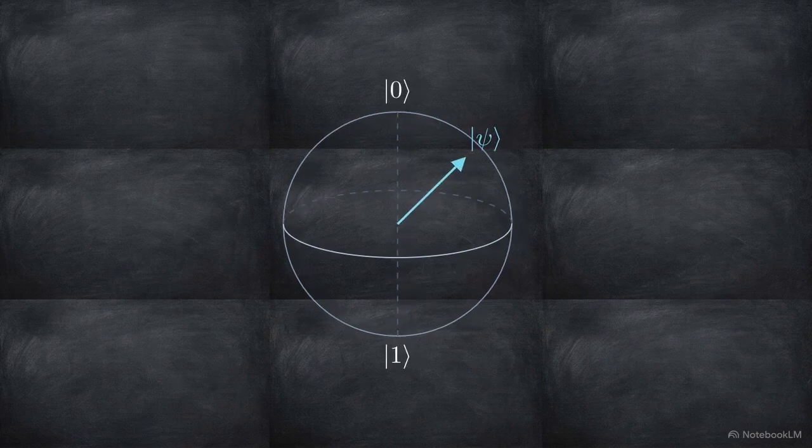Physicists use Dirac notation to map quantum states geometrically onto this 3D model, placing the classical 0 state at the North Pole and the 1 state at the South Pole. A qubit in superposition is defined by a state vector, psi. It exists as a linear combination of those two basis states.